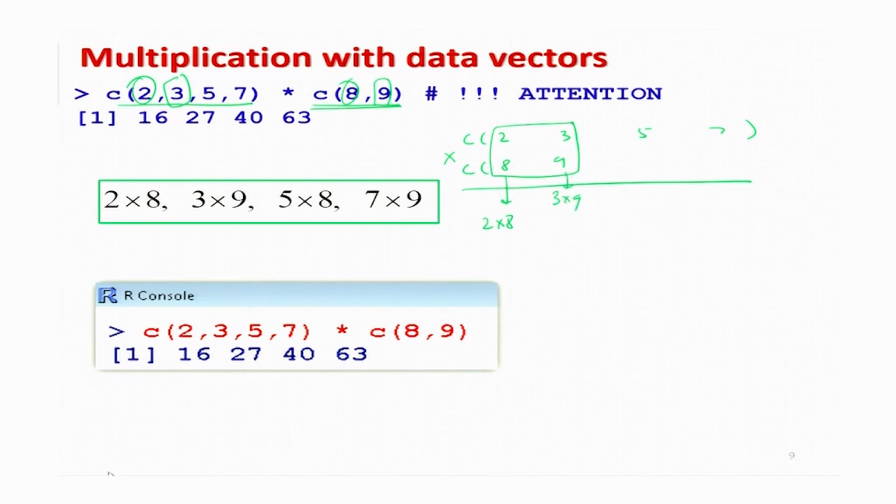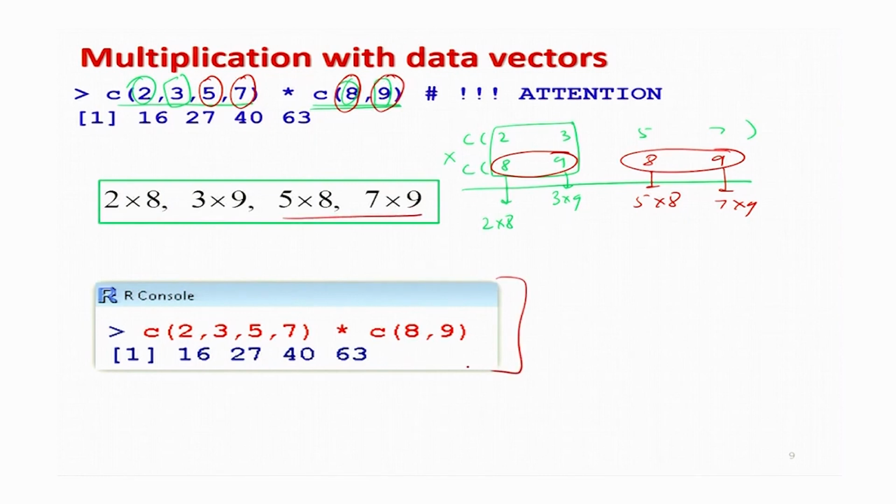Now, what will happen? This 8 and 9, they are going to be repeated. So, this 8 and 9 will be repeated here, and it will become here 8 and 9, and then once again 5 into 8 and 7 into 9, that is the third position in the data vector 1 and the first position in the data vector 2, then the fourth position in the data vector 1 and the second position in the data vector 2, they will be multiplied here, and you get here an answer like 16, 27, 40 and 63. So, you can see here the same logic, same rule has been applied here also.